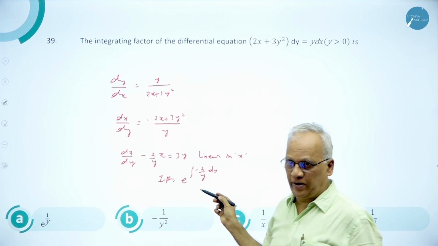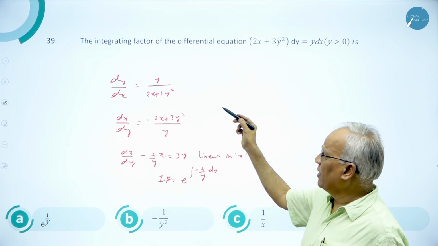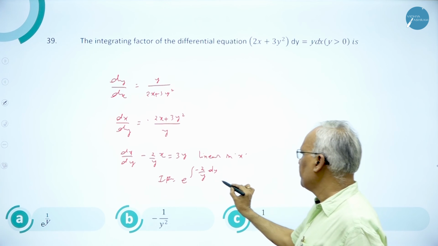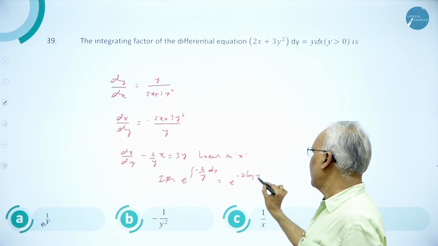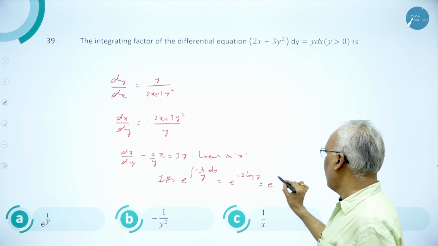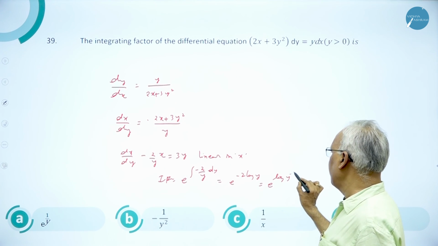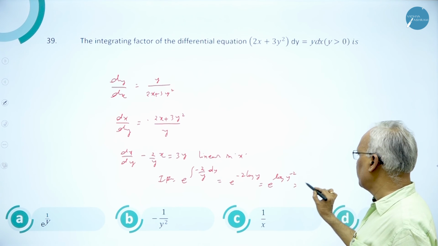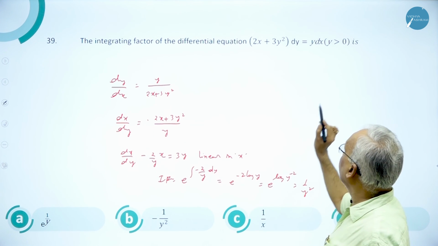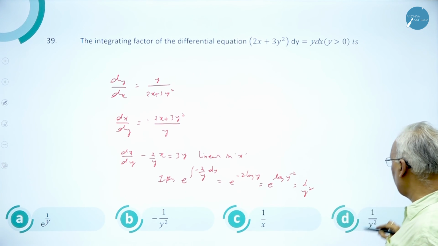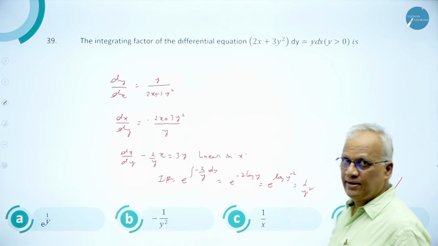Be a little careful, this is not linear in y but it is linear in x, which is equal to e to the power of minus 2 log y, and that is equal to e to the power of log of y to the power of minus 2, which is equal to 1 over y squared. So integrating factor, you want only integrating factor, it's equal to 1 over y squared. So answer is D here.